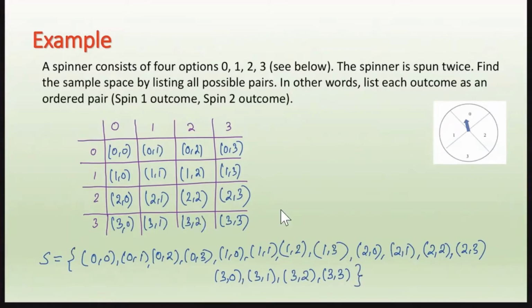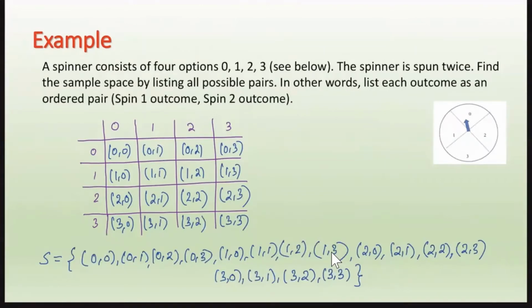So you can see here on the first spin, you'll get 0, 1, 2, or 3. So 4 possibilities. And in the second spin you also have 0, 1, 2, or 3, 4 possibilities. So 4 times 4, 16. So when you count these outcomes, the total number of outcomes is equal to 16 because it is 4 times 4. Okay, any question on how to write the sample space in this example?